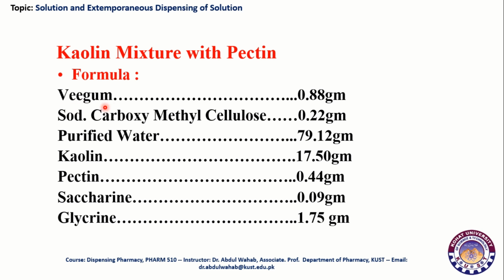Veegum, the quantity according to this formula, is 0.88 gram, sodium carboxymethyl cellulose 0.22 gram, purified water 79.12 gram, kaolin 17.50 gram, pectin 0.44 gram, saccharin 0.09 gram, and glycerin 1.75 gram. So these are the different components which are mixed if we are going to prepare the kaolin mixture with pectin.